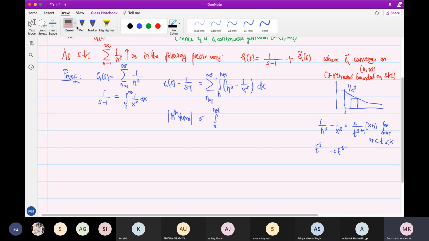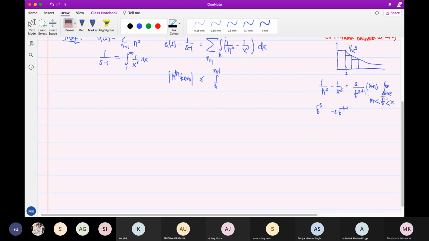So I have just used the mean value theorem: this difference divided by the difference x minus n, because I have flipped the sign, this minus goes away. So it is the derivative at some interior point t between n and x, which is actually s over t to the s plus 1. Okay, so this is what we have. And that is after all smaller than, x minus n is smaller than 1. It is smaller than s divided by n to the s plus 1, because t is at least n. So this is bounded by the integral of s by n to the s plus 1 dx, which is s by n to the s plus 1.